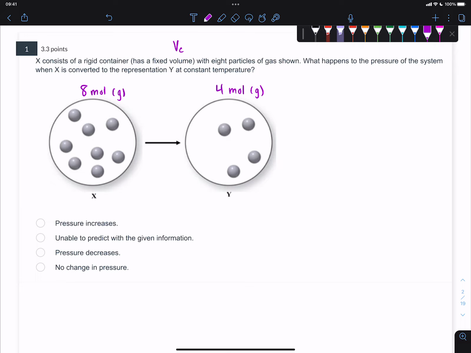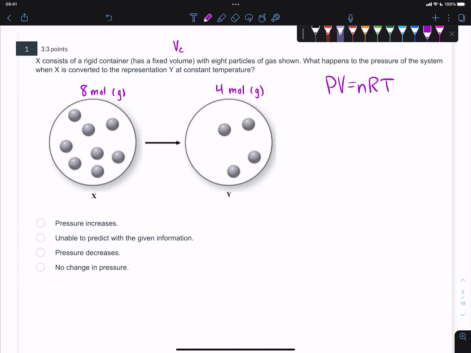What happens to the pressure of the system when X is converted to the representation Y at constant temperature? So you have to think about the ideal gas law, which are the variables that are going to change. So P, V, N, R, and T. In reality, P is pressure, V is volume, those are going to be able to vary. N is moles, that can vary. R is the gas constant, that will not vary, that's why it's a constant. And then T is temperature, which can vary. But in this situation, not everything is varying. So if it's not mentioned, or if it says it's constant, you assume that it's going to be constant.